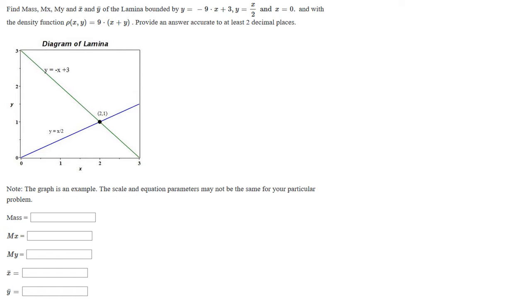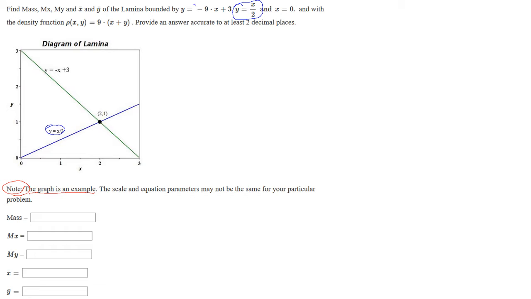First off, I might point out that in the note, we're told that this is not the actual graph. This is sort of a sampling. So let's take a look at what the actual graph would be. First off, the y equals x over 2 is indeed the blue graph that we have here. So that one is accurate.